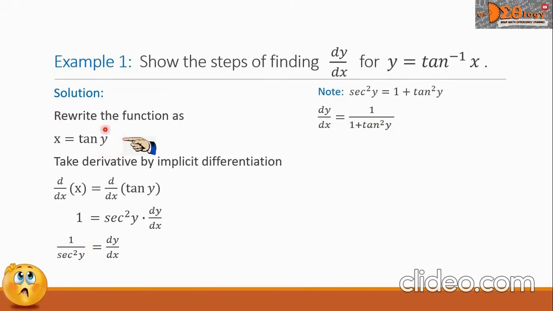If we're going to square this equation, we will have the tangent square y equal to x squared. So we are going to substitute this tangent square y with x squared. Our final answer now is dy over dx equals 1 all over 1 plus x squared.